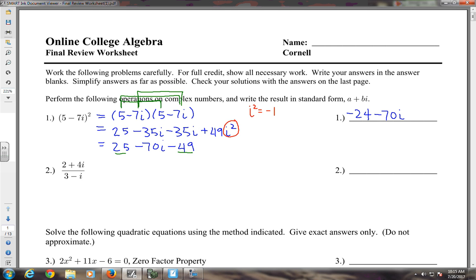Remember, when you express a complex number, it always has to be in this standard form. The real part has to come first, the imaginary part has to come second, and they have to be separate.